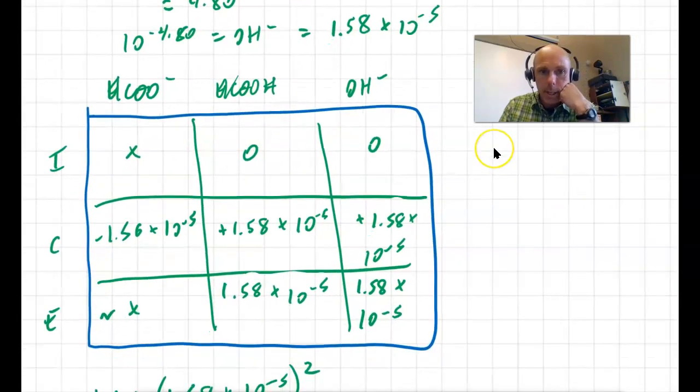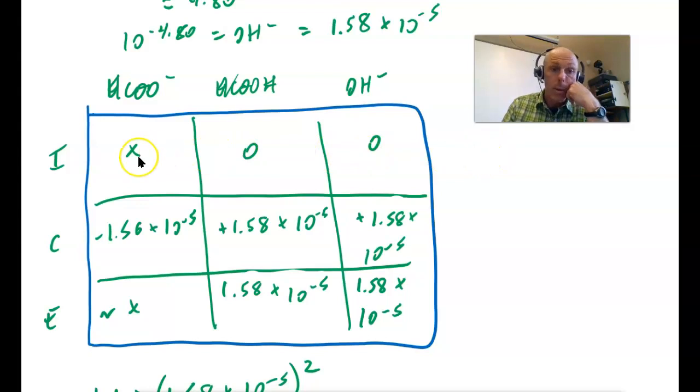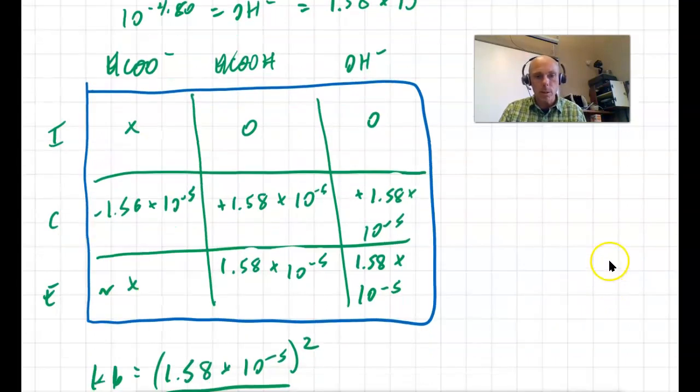All right, so if we look at my ice table, we don't know the original concentration of the base. That's what we're trying to find. There's never original concentration of conjugate acid or hydroxide. But because I know the concentration of hydroxide at equilibrium from the pOH, I plug it in here. And these two values are always the same. Therefore, they go up by that amount, and the weak base goes down by that amount. But again, this is a very small value compared to X, so we say that the initial concentration of weak base equals approximately the equilibrium concentration of weak base.